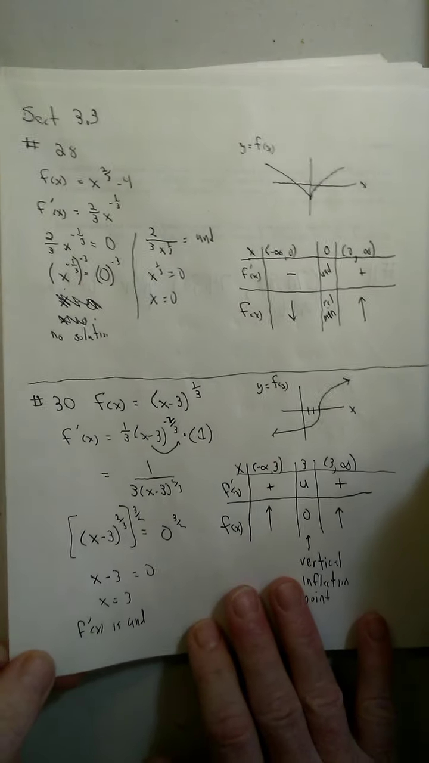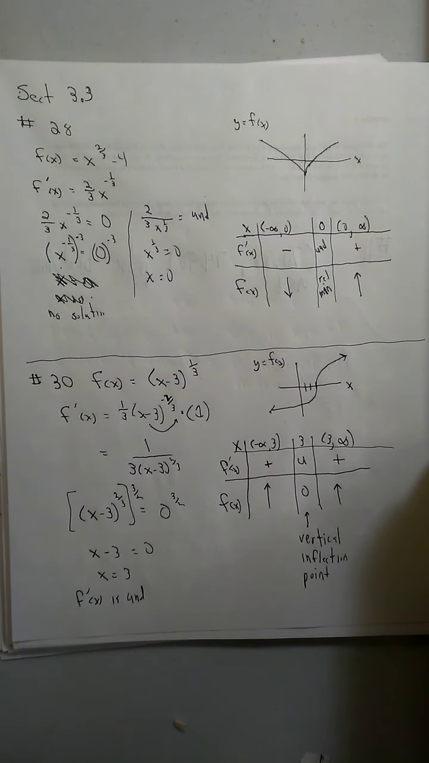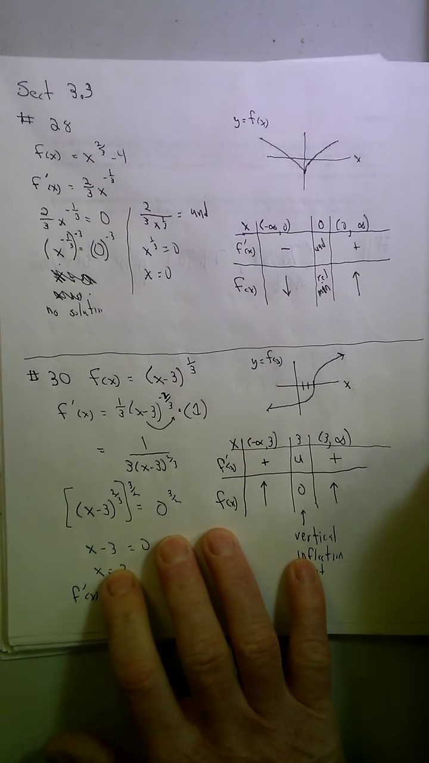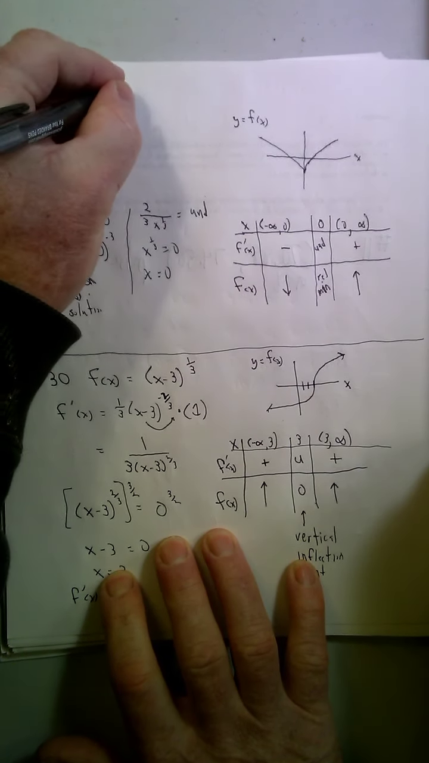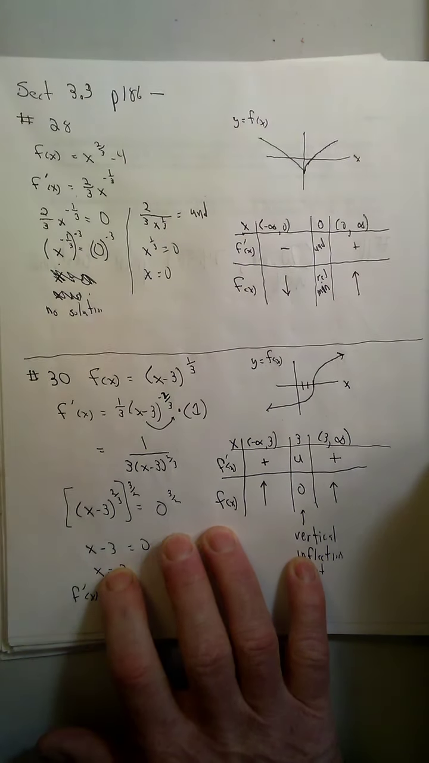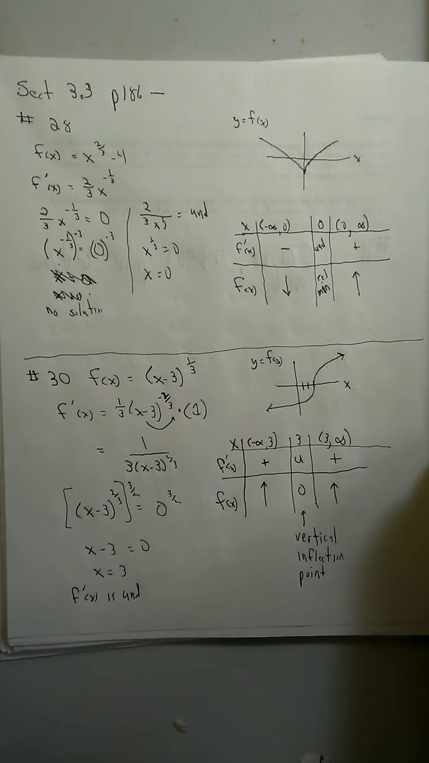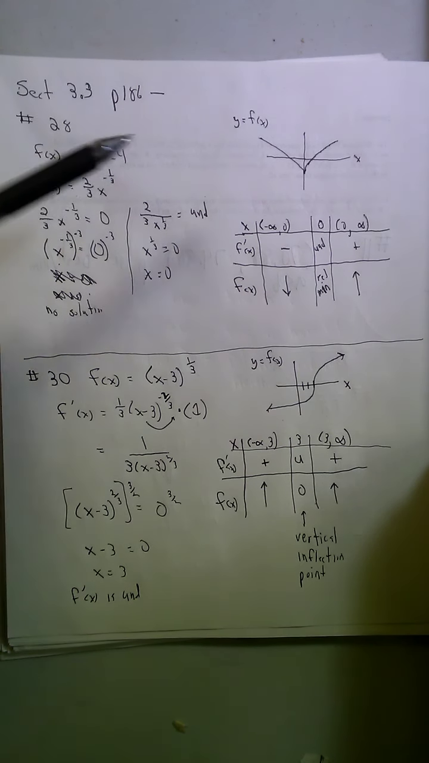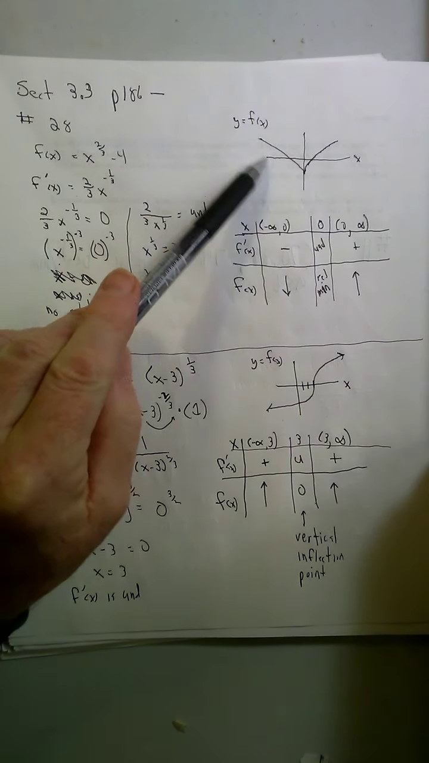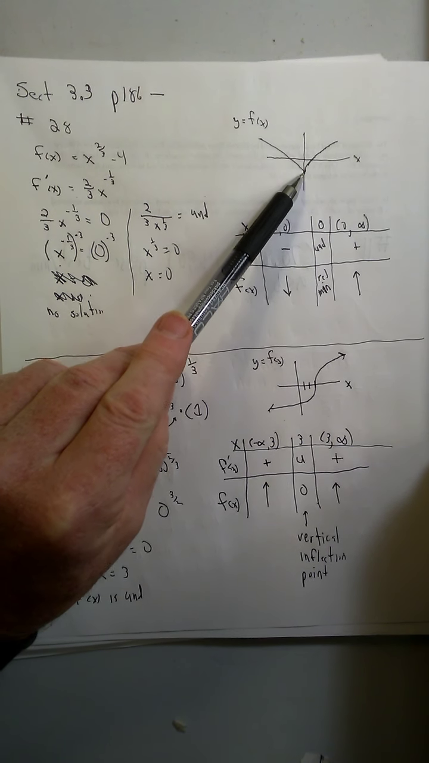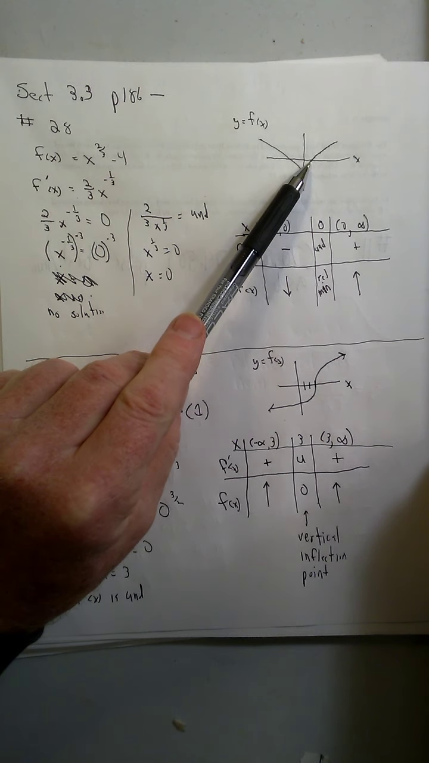So here's some problems from section 3.3. They're on page 186 to start with. All right, so here's my function, x to the 2/3 minus 4. If I graph it, looks like this. Decreases, comes to a corner, and then increases.